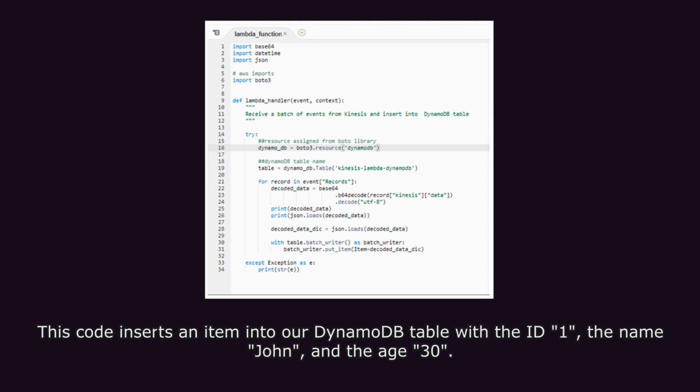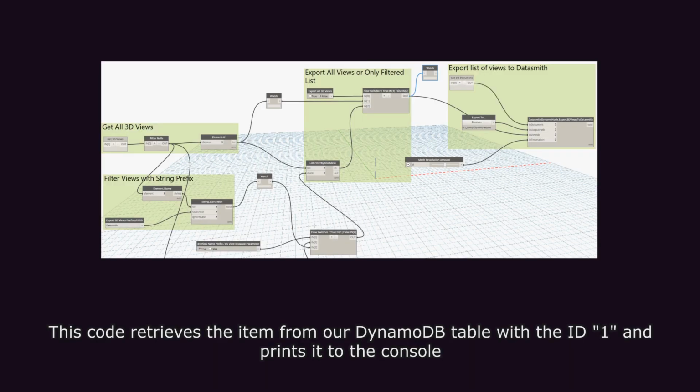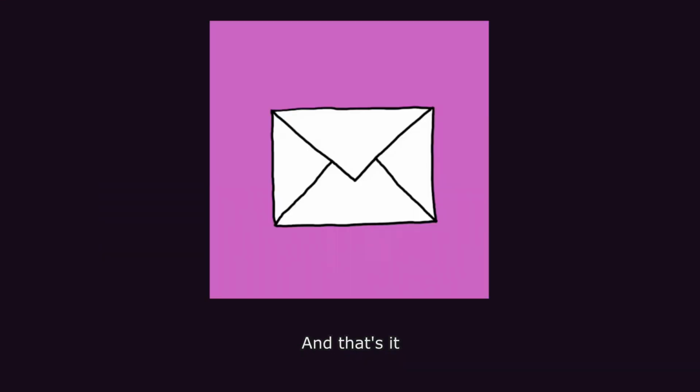the age 30. Finally, let's retrieve an item from our DynamoDB table. We can do this by calling the getItem method of the table object. The getItem method takes a GetItemRequest object that contains the details of the item we want to retrieve. Here's an example. This code retrieves the item from our DynamoDB table with the id 1 and prints it to the console.